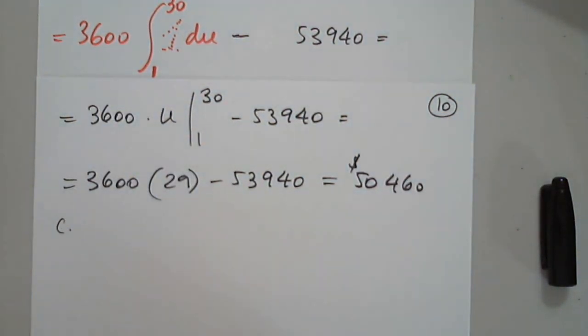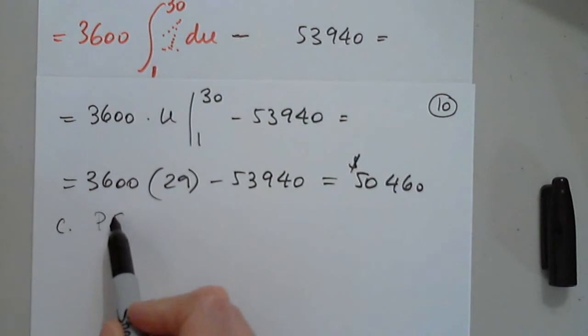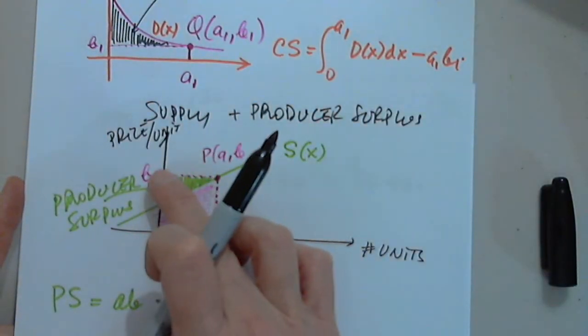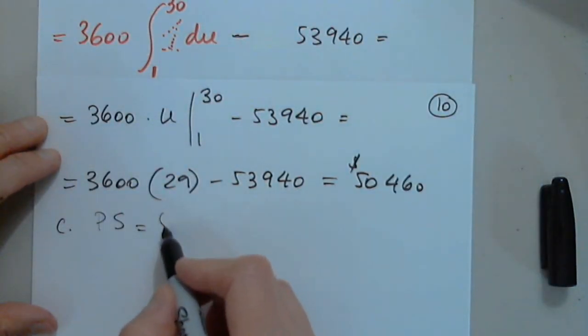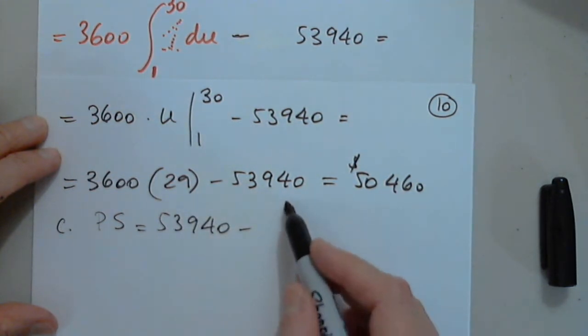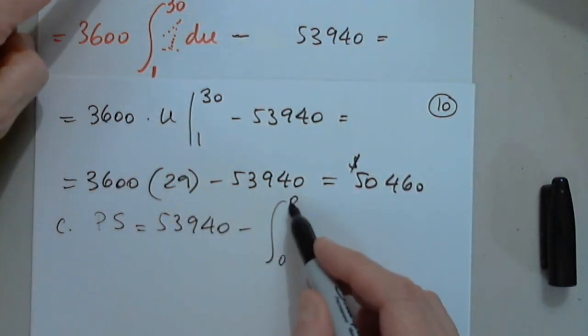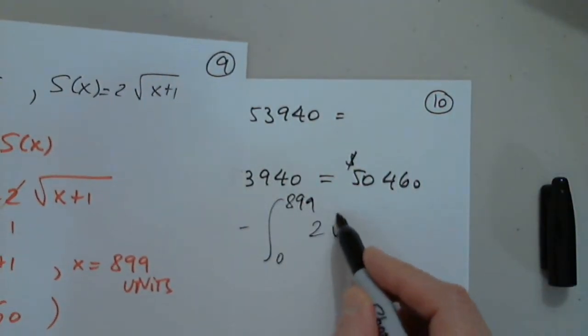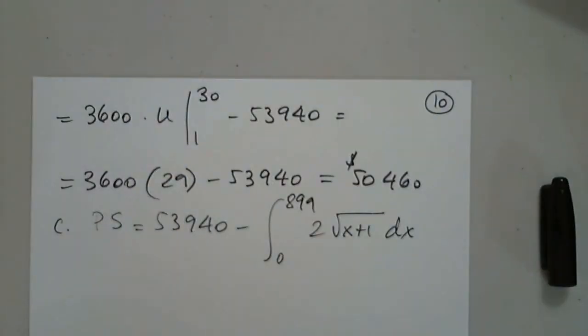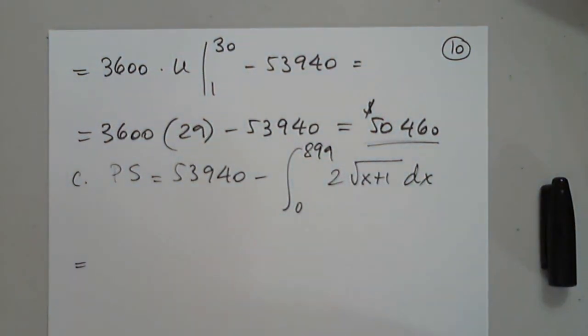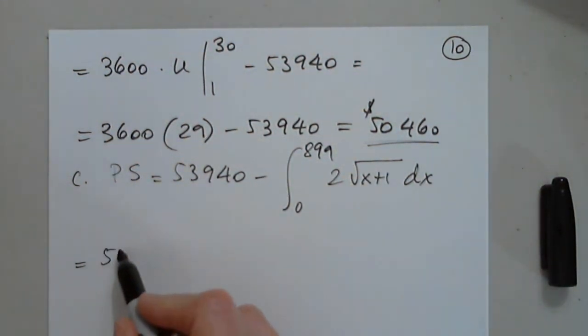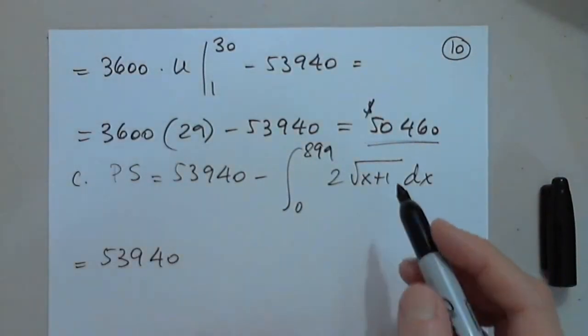Good. Excellent. So now the producer surplus. Remember, the producer surplus is the rectangle minus the area under S of x. So the rectangle is 53940 minus the integral from 0 to 899, but this time of this function, 2 times the square root of x plus 1 dx. Very good. Thank you for checking. It just looked a little weird to me.